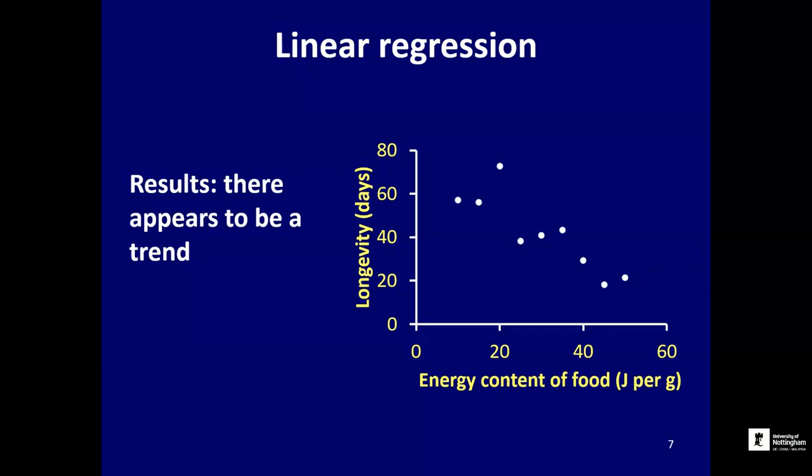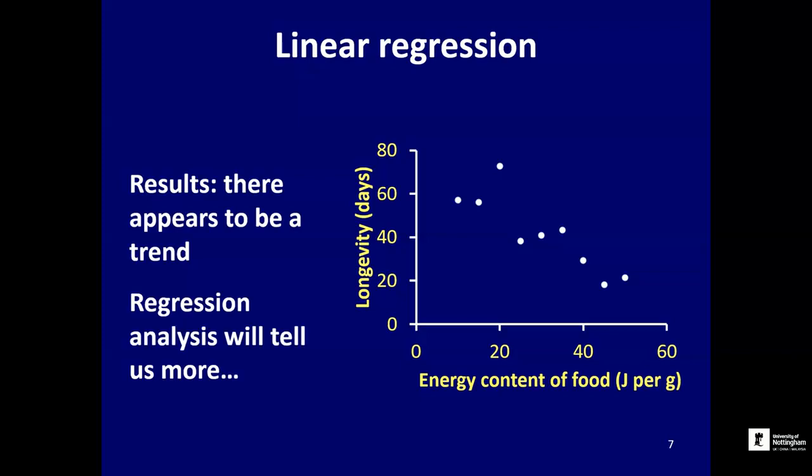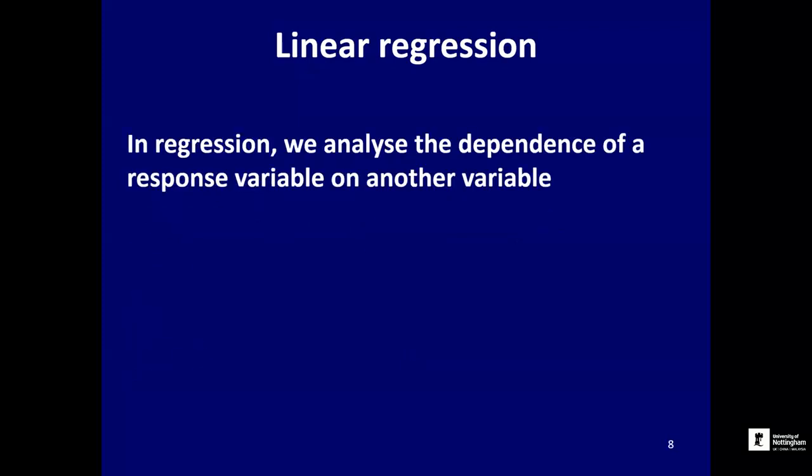The question is, well, what is the chance of us getting that apparent negative relationship just by chance if the null hypothesis is really true? The null hypothesis says the energy content has no effect on longevity. So we need to quantify that probability P, and we're going to do it using linear regression analysis. So regression is going to tell us whether or not this relationship is significant.